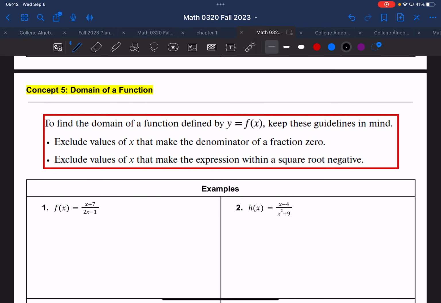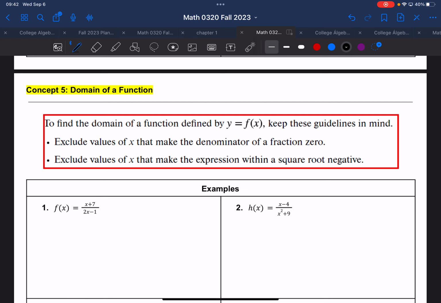Concept 5 is domain of a function. To find the domain of a function, keep these guidelines in mind. Exclude values of x that make the denominator of a fraction 0, and exclude values of x that make the expression within a square root negative. So when we are finding the domain of a function, we are just focusing on the denominator. Okay?